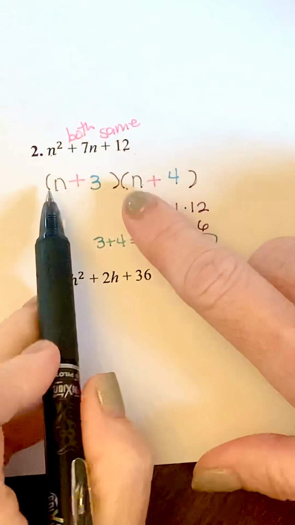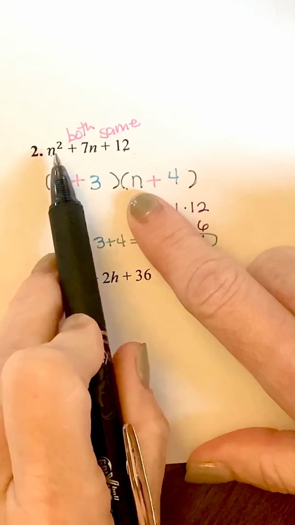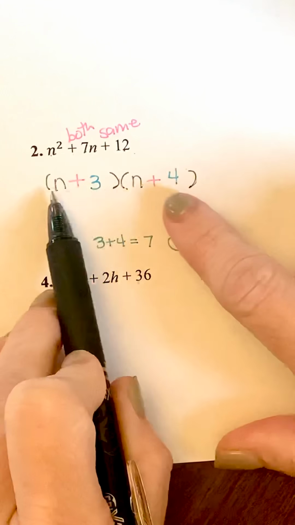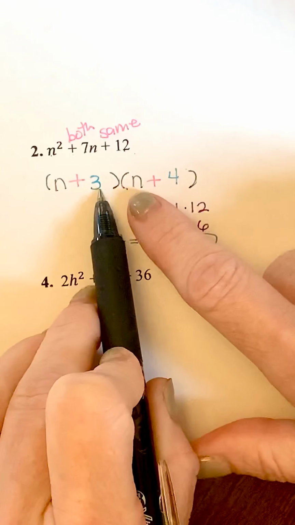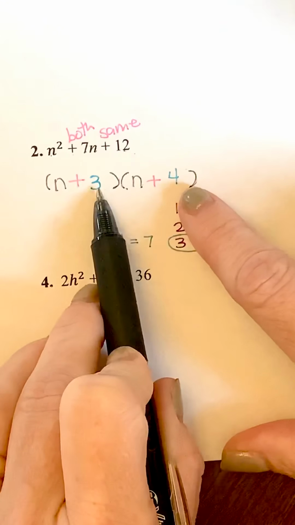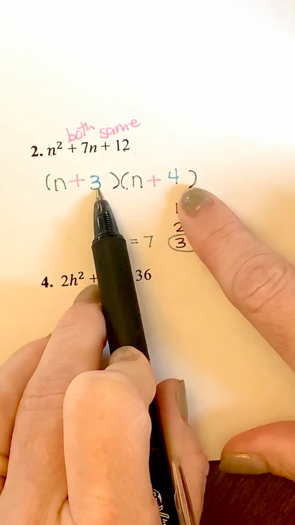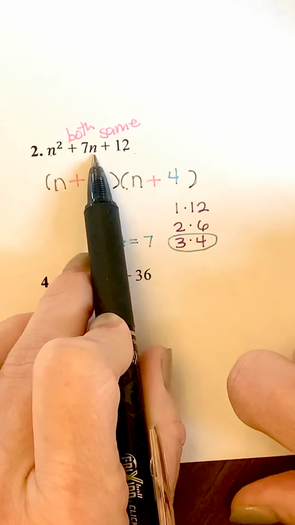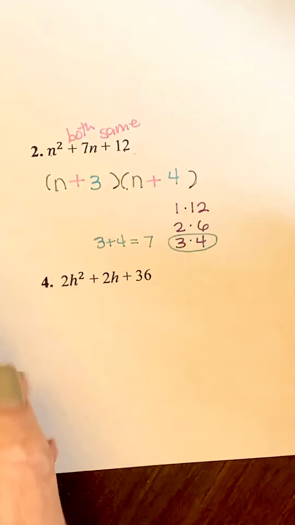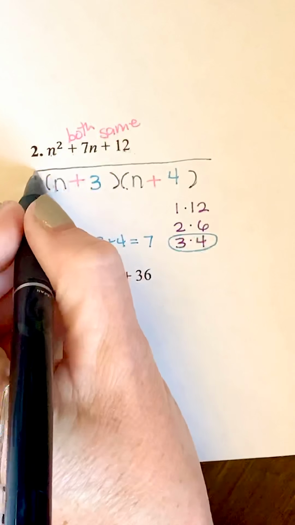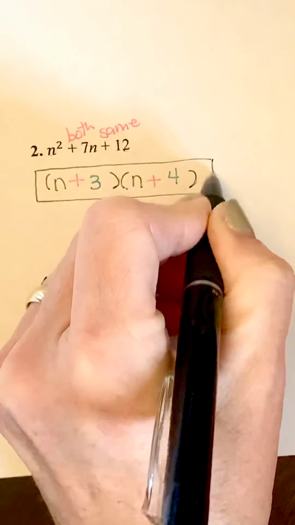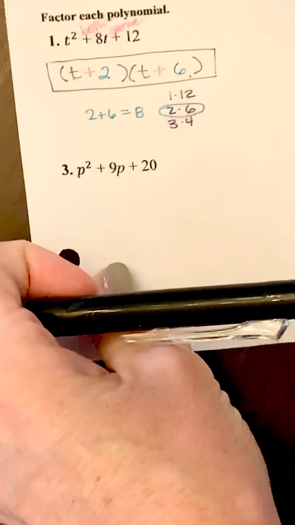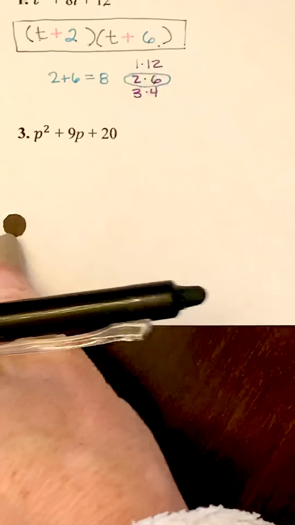All right, let's check our answer. First terms, n times n is n squared. Outer terms are 4n and 3n. The inner terms give you 3n. And the last terms give you 3 times 4 is 12. So yes, 12. So the outer and inner combine to give you 7n. All right. So it's correct. Okay. Now we're going to do number 3. Go ahead and pause the video and try number 3 on your own.